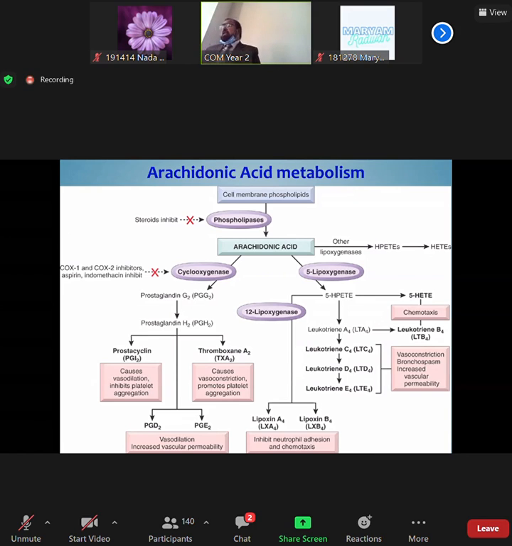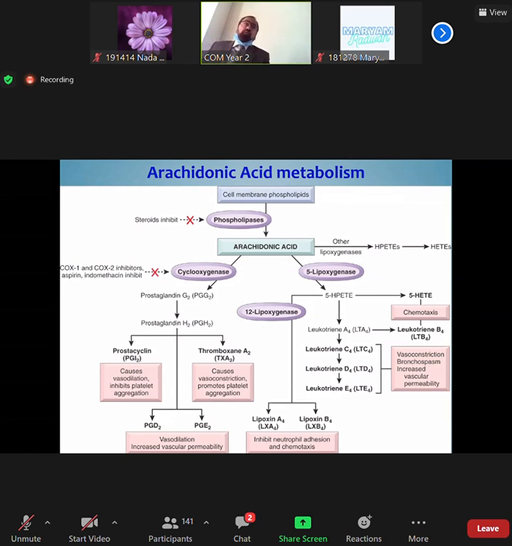The other pathway is lipoxygenase. In lipoxygenase, we have leukotriene A, which converts into leukotriene B. And this leukotriene B is a strong chemotactic factor. Then leukotrienes C4, D4, E4 help in vasoconstriction, bronchospasm, and increased vascular permeability. Along with this, there is another new product of arachidonic acid metabolism, which is lipoxin A4 and B4. These inhibit neutrophil adhesion and chemotaxis.